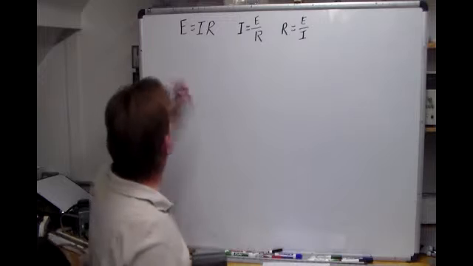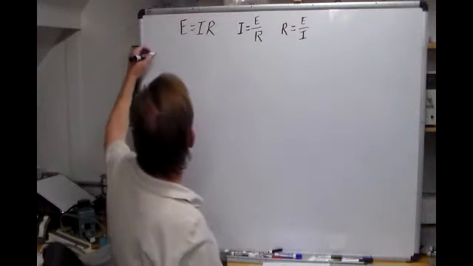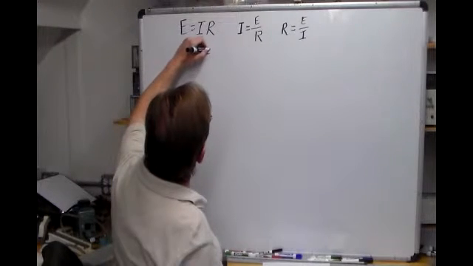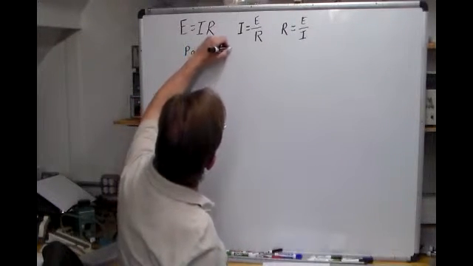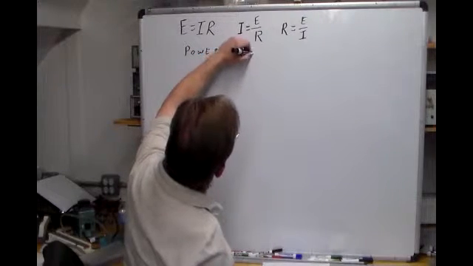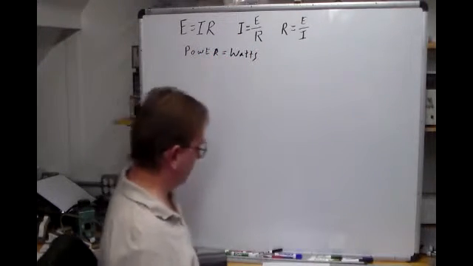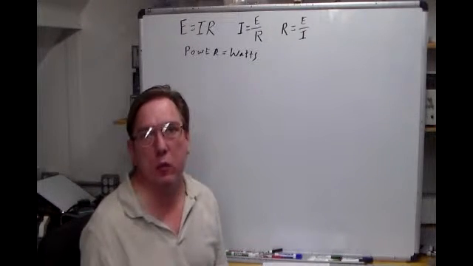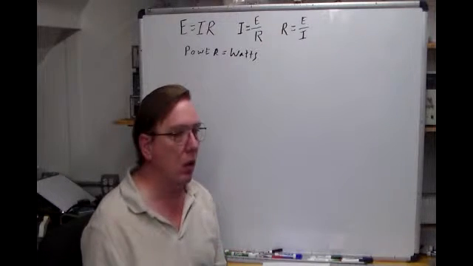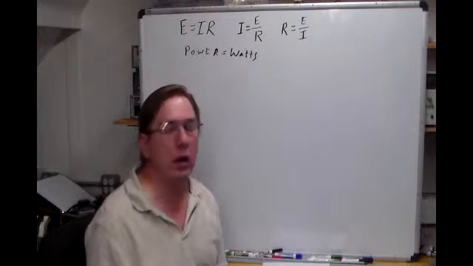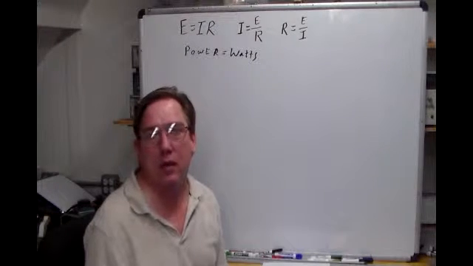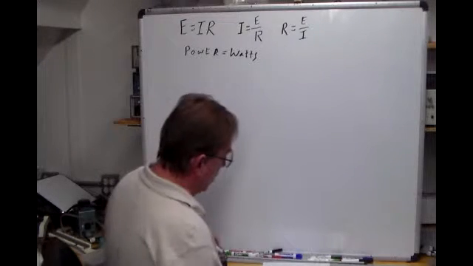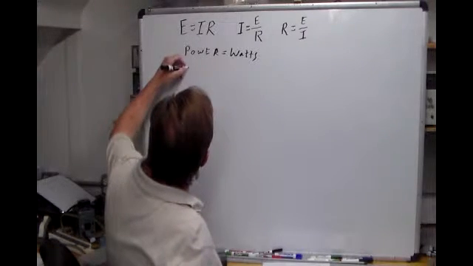Power is in watts. That equates to watts. And we've all seen that. A 100-watt light bulb is way brighter than a 20-watt light bulb. A 750-watt heater is not as hot as a 1500-watt heater. So it's pretty straightforward.